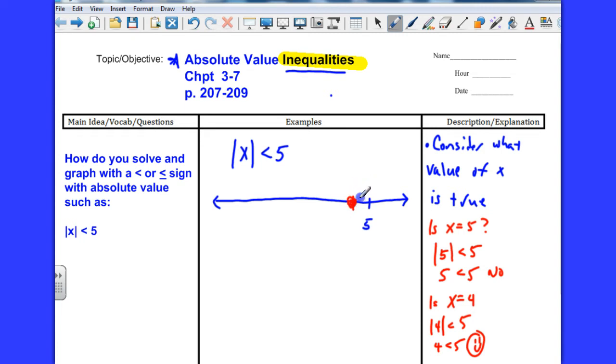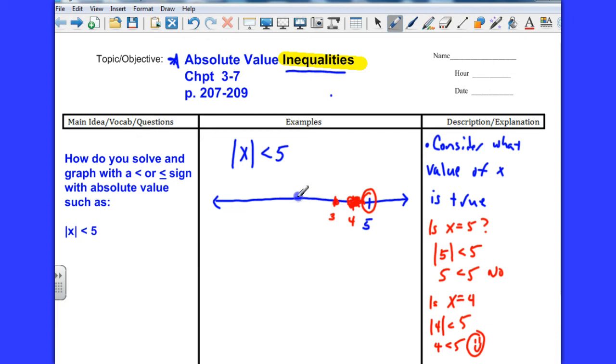What about 4.5? Would that be true? Well, yeah, 4.5, so I'd have a solution here. How about 4.6? So I could go all the way up to 5, but don't include 5, so does that look familiar? I'm going to put that boundary there at 5, and notice I have number on this side. That was 4. How about 3? Would 3 be a solution? 3 is less than 5. Yes, 3 would be a solution.